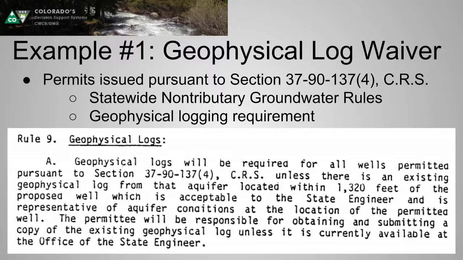for permits that are issued pursuant to 37-90-137(4), that's basically Denver Basin type aquifer wells that are going to be used for non-exempt uses, those permits are going to be subject to the statewide nontributary groundwater rules. And in those rules, Rule 9 requires this geophysical log, unless there is an existing log within a quarter mile of the proposed well that is acceptable to the State Engineer and is representative of aquifer conditions at that location.